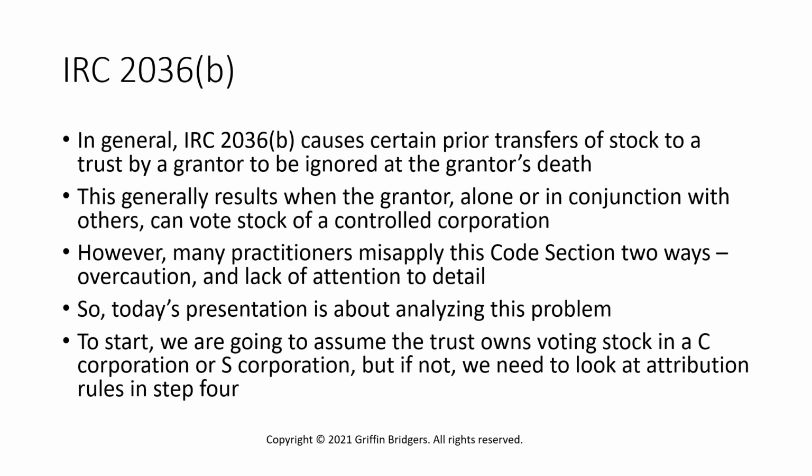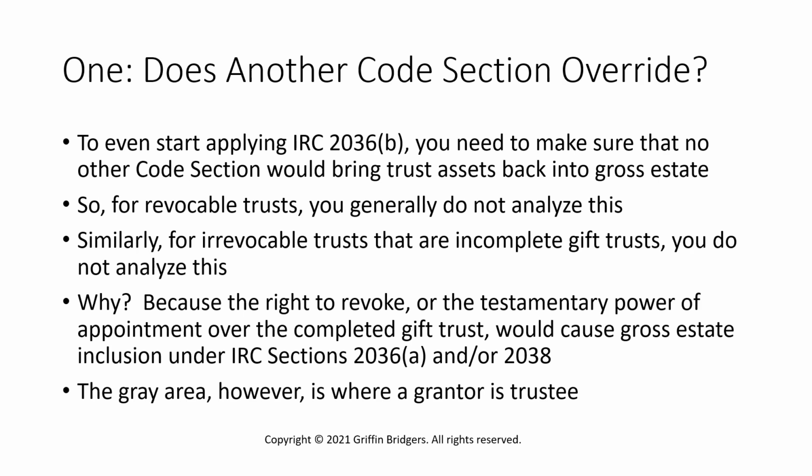Now, what we're going to do is look at this in the trust context with some exceptions and assume that we have a trust that owns voting stock in a C corporation or S corporation, and then also dig into the attribution rules. So first, you need to determine with respect to that transfer, does another code section override? Before you even get to 2036B, you need to make sure that no other code section would bring all the trust assets back into the gross estate.